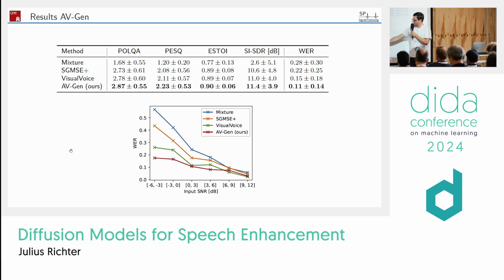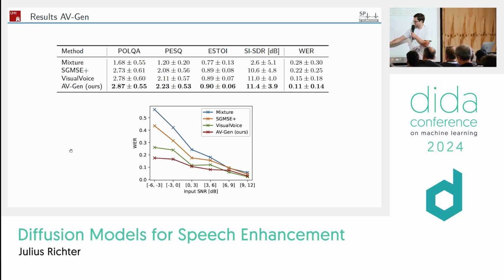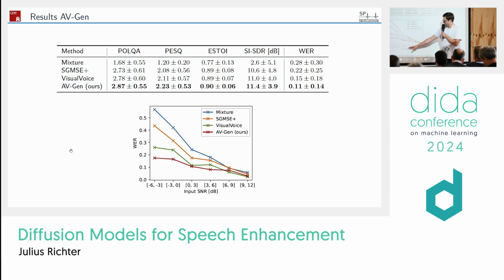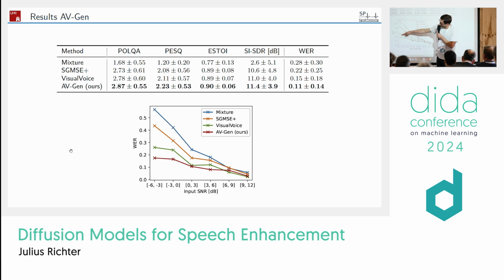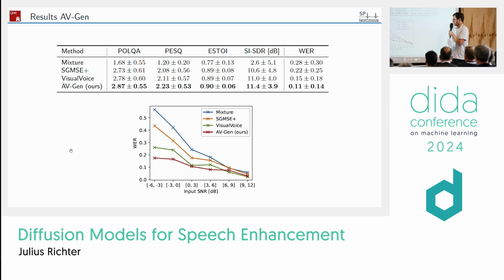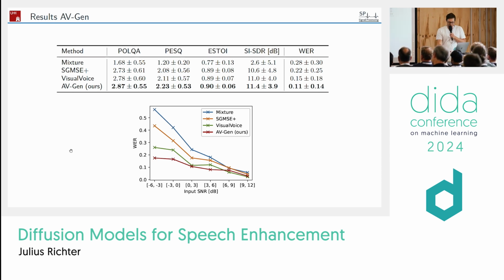And if you plot this over the input SNR, so on the left side we have very difficult examples, and the more you go to the right we have more simple examples, and you see for the simple ones all the models perform quite well. But then if you go to the extreme case, then you really see this big difference between audio only in orange and audio visual in red. And that's really what we also hear when we listen to the results.